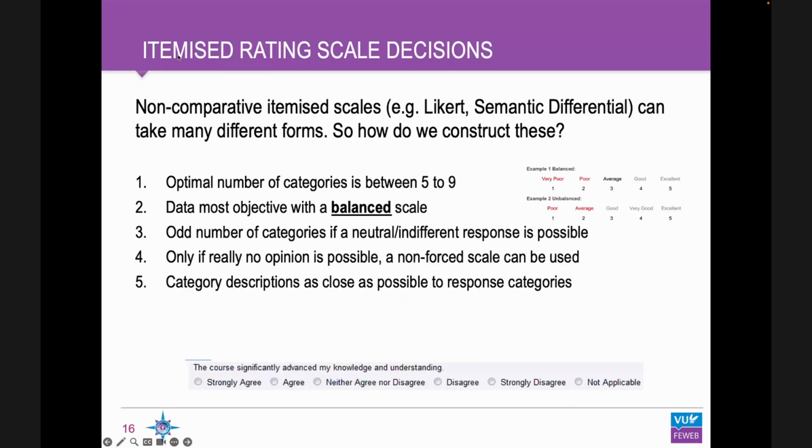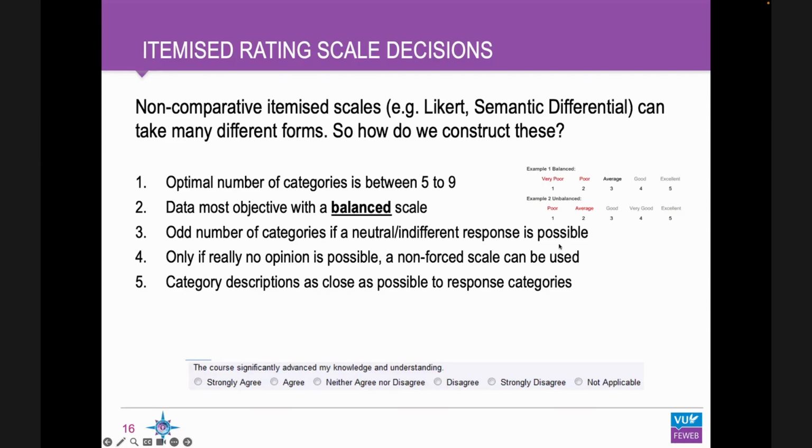Okay, yes. So the itemized rating scale decisions: as we said, this is a non-comparative Likert or Likert and semantic differential scale. How do we construct this? As I mentioned, the optimal number of categories is between 5 and 9, and then you generally choose an odd number to have that neutrality. Use a balanced scale to keep the data most objective. As I said, the symmetric options are important. Then the odd number of categories, indeed.